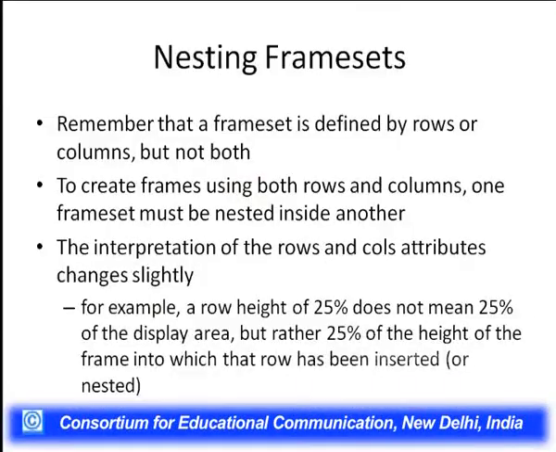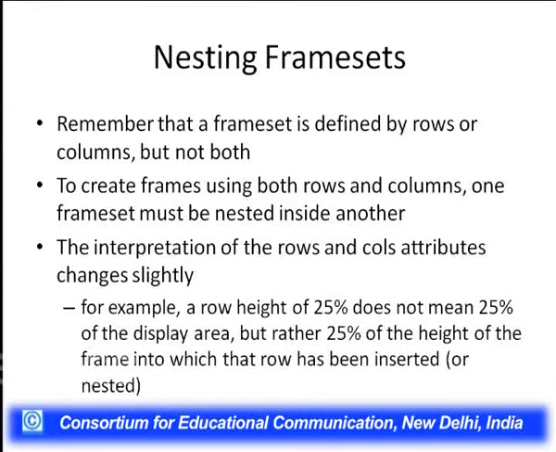The layout of the page is such that you want one row and two columns, or two rows and one column, and so on. So in that case, what we need to do is create a nesting of the Frameset. The word nesting here means that one Frameset tag will contain another Frameset in it. So it is known as nesting of Framesets. A Frameset is defined by rows or columns, but not both. So to create frames using both rows and columns, one Frameset must be nested inside the other Frameset.